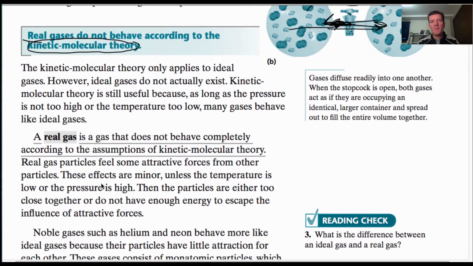So the point here is that ideal gases really do not exist. It's just a theory. We use that in order to simplify the characteristics of gases. Okay? A real gas basically is something that is in nature. It's the real gases that we come into contact with all the time. Okay? But it doesn't perfectly behave according to the KMT, the kinetic molecular theory.